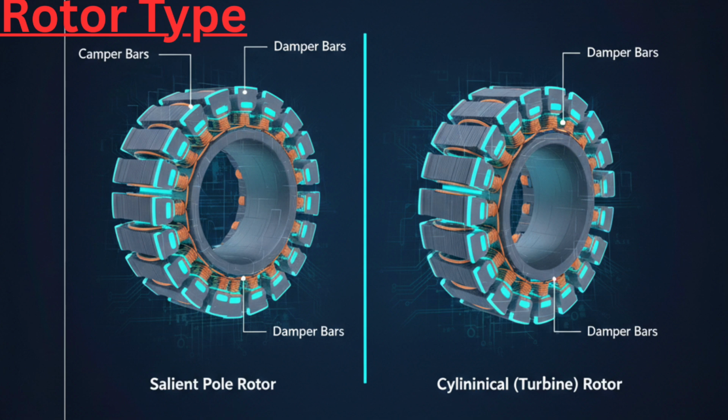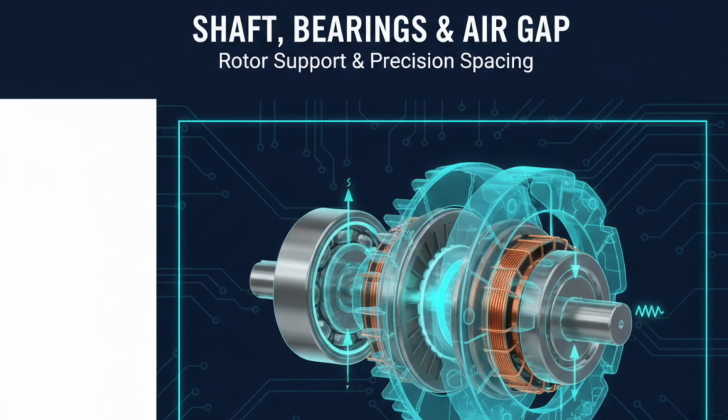Salient-pole rotors have projecting poles with pole shoes and are normally used in low-speed diesel-driven generators, which is typical for marine installations. Cylindrical rotors have a smooth forged steel body with slots for field coils and are used in high-speed turbo alternators. Damper bars are embedded in pole faces to improve stability and reduce hunting during sudden load changes and synchronization operations.